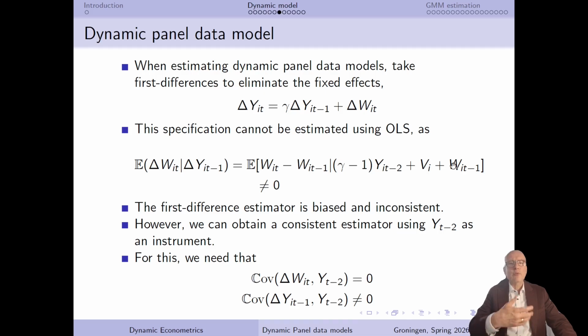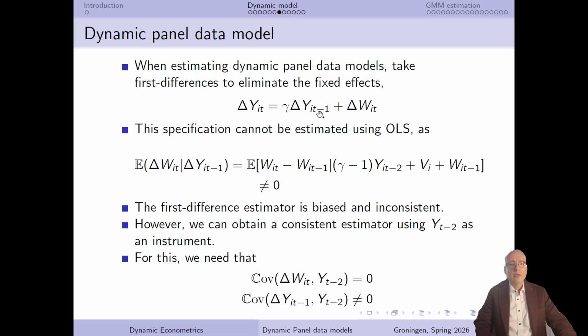But that was even not that necessary, because we immediately see that this thing over here cannot be equal to 0, simply because of the fact that we have a w_it-1 over here and we have one over there. So therefore, this term cannot be uncorrelated to that term that we have over there. That means that first difference estimation, the first difference estimator, is here biased and inconsistent. But we can try to do something about that.